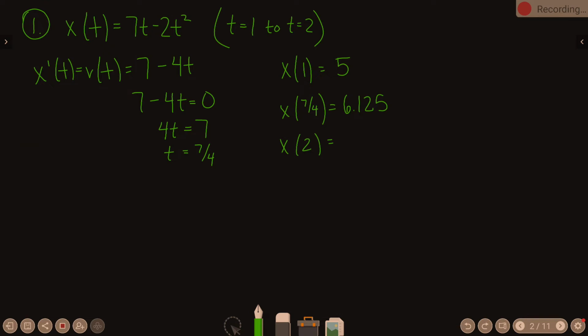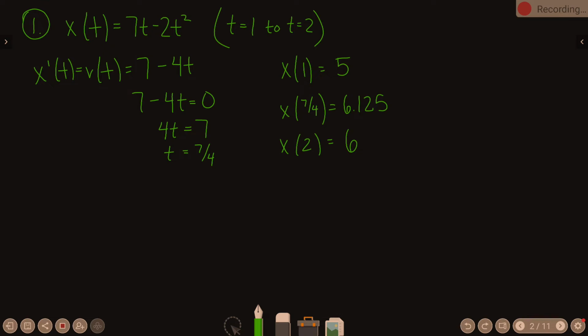Then if I put in 2, 14 minus 8 is 6. See, I can do 2 and 1 in my head. Piece of cake. You've seen my brain is on the rough edge today, so the calculator can help me.